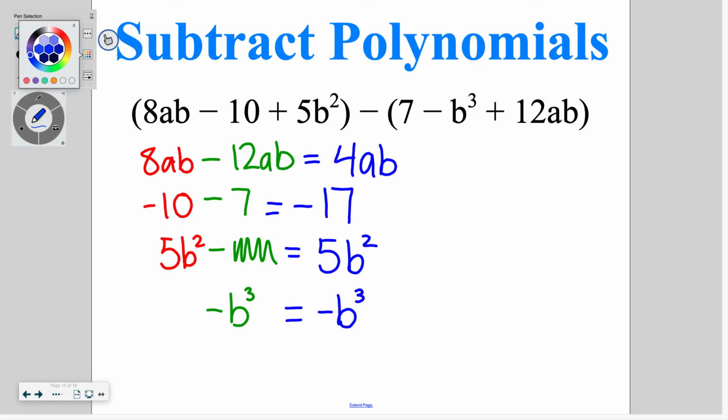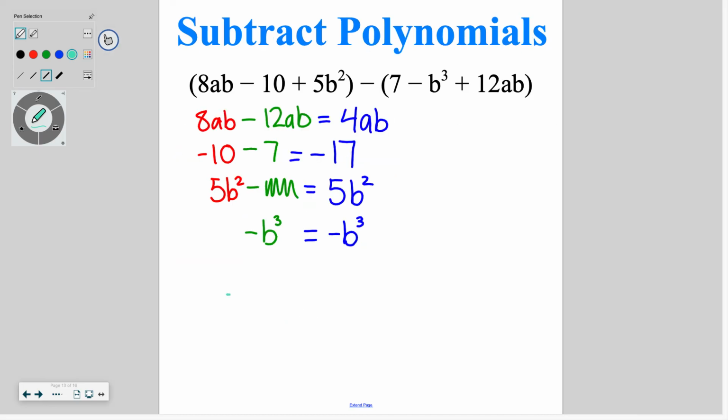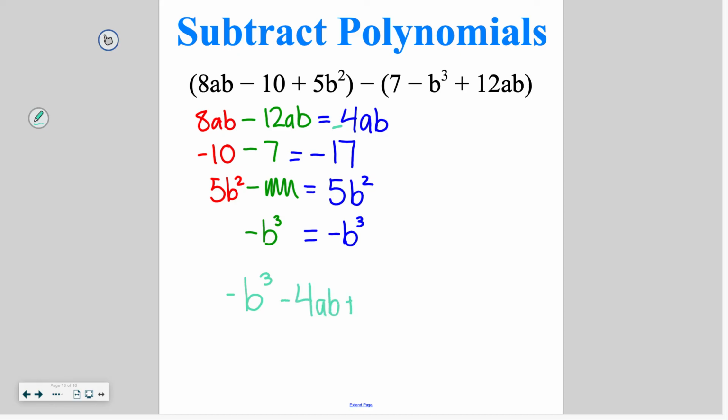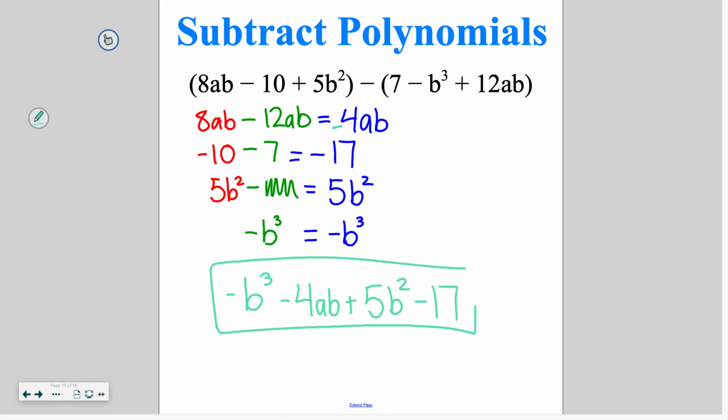That leaves my final answer then, making sure we put it in standard form. We've got negative b to the third, our highest degree. Then we've got, that should be a negative 4ab. Then we've got a positive 5b squared and a negative 17, giving us a third degree polynomial.